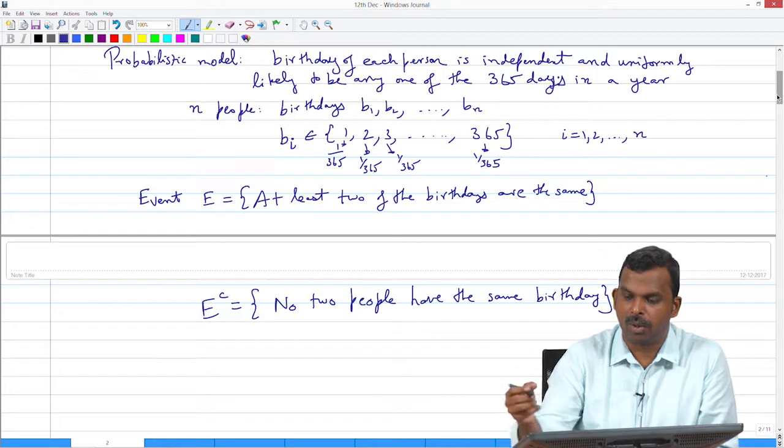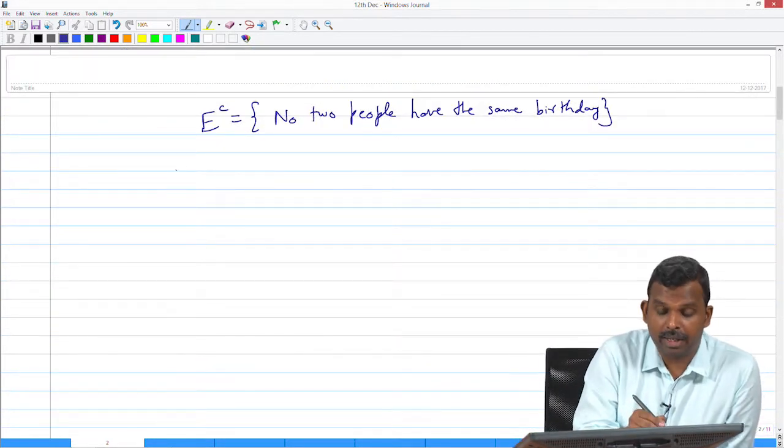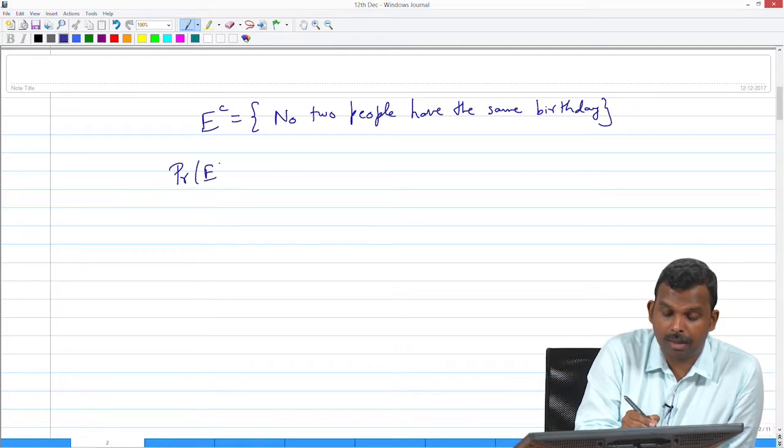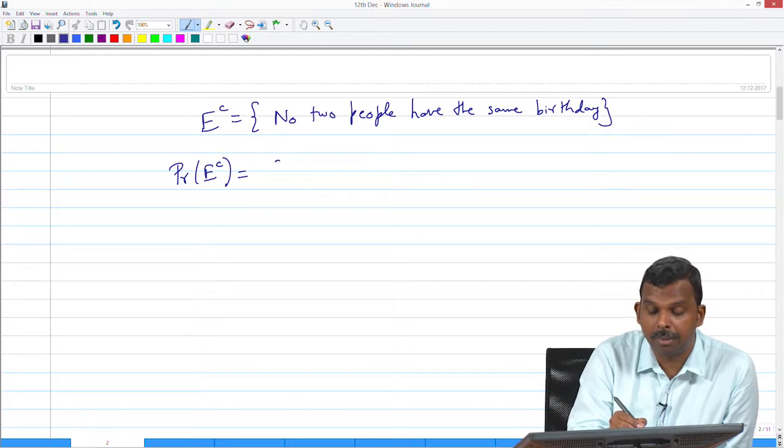Let me try to write that down in a reasonable fashion. I am going to write the probability of E complement by conditioning on the first person's birthday. Like I mentioned, the first person's birthday can be any one of the 365 possibilities.